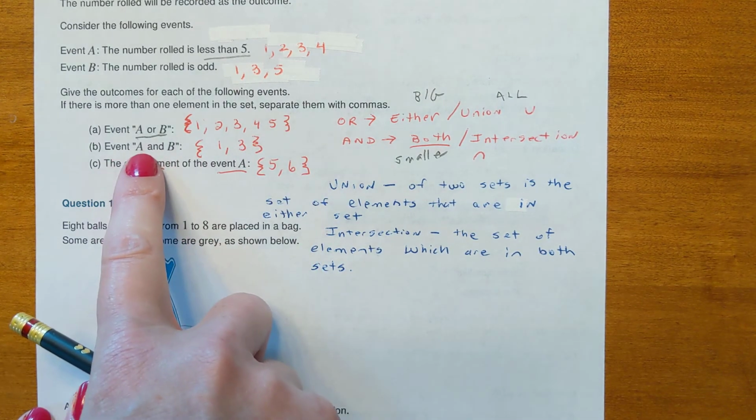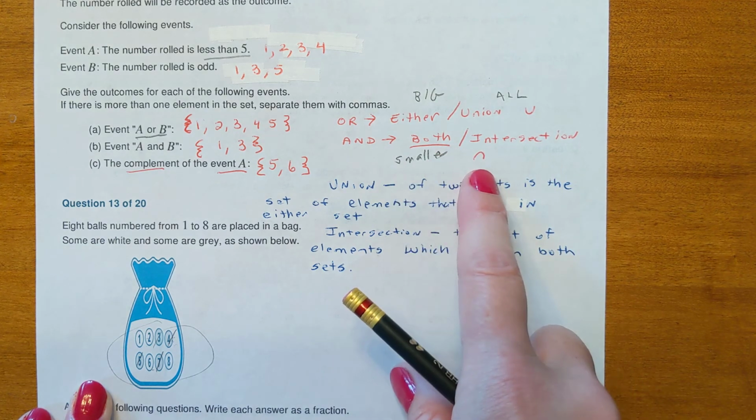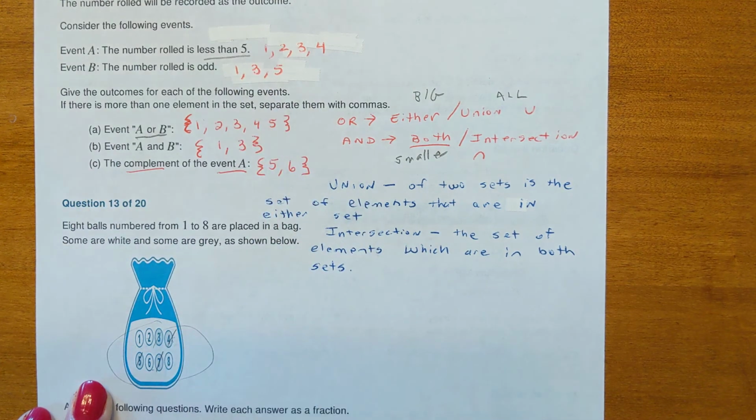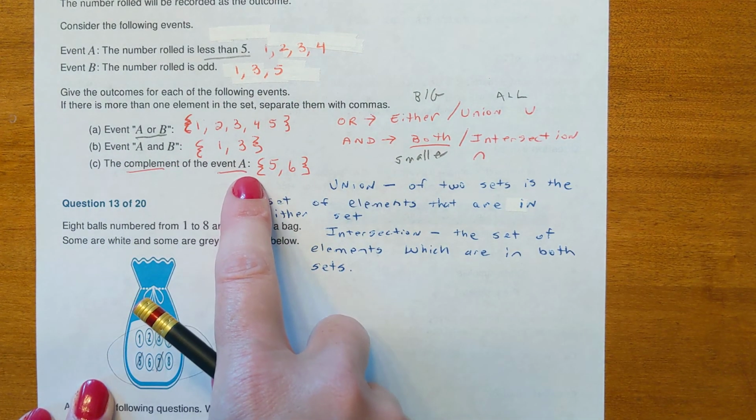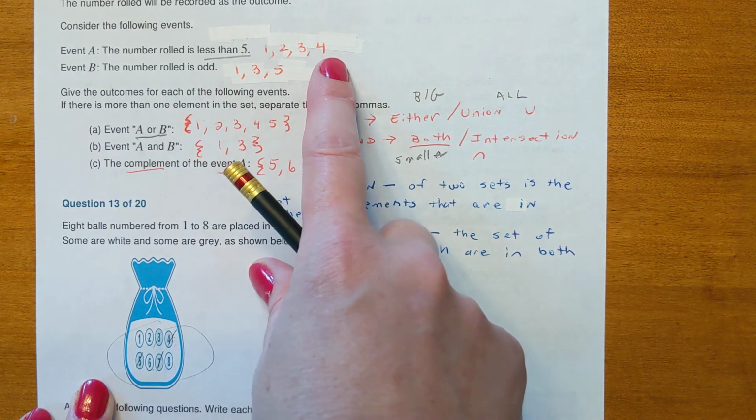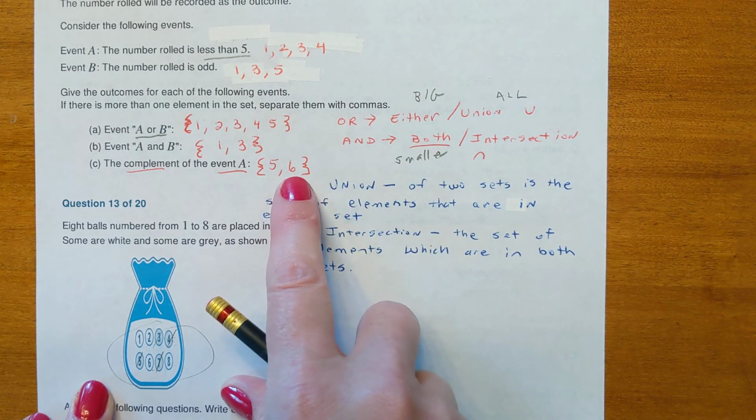The next one, event A and B, that means both of them. It's a smaller set, or the intersection, so it has to occur in both of them. That's number 1 and 3. 1 and 3 are in both sets. And then the complement of event A, well, event A was 1, 2, 3, and 4, so the complement of it is whatever's missing. What's missing is the 5 and 6.